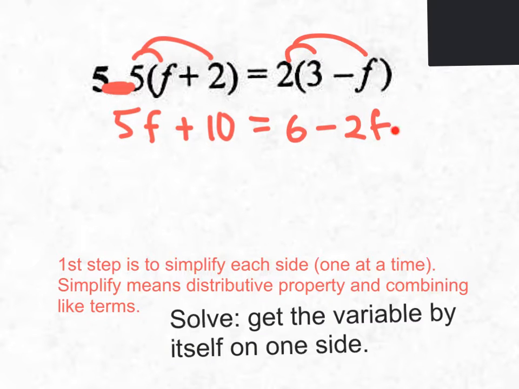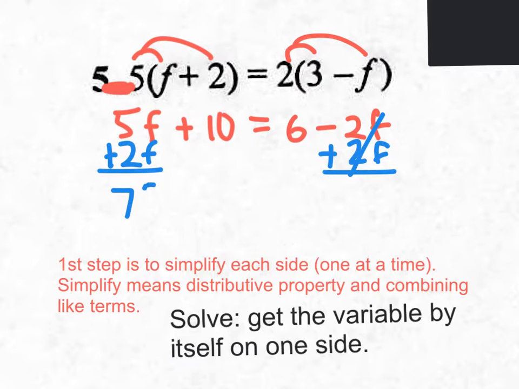So let's get rid of this minus 2f by doing the opposite, plus 2f. That's going to cancel it out. What you do to one side, you do to the other side. You're going to have 7f plus 10 equals 6. And from here, you need to get the f by itself. You don't want the 7, but you also don't want the 10. Which one do you get rid of first, the 7 or the 10? 10, that's right. So we're going to subtract 10.